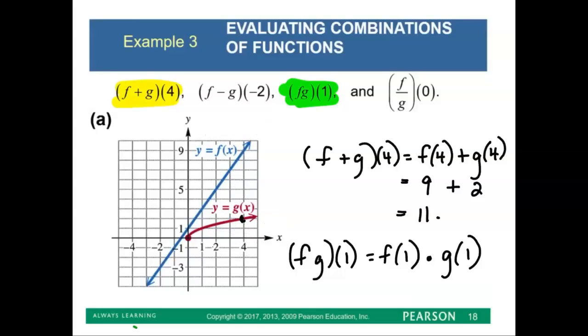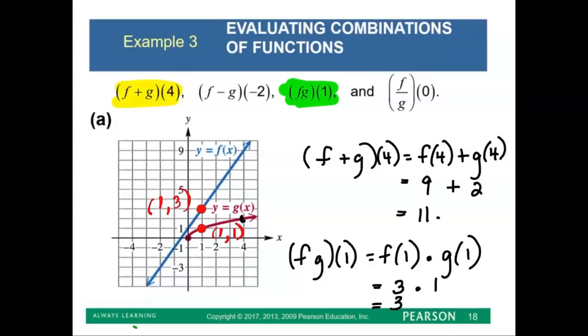So when x is 1, our function f is right here at 3, so (1, 3). When x is 1, our function g here has the ordered pair (1, 1). And so f(1) is 3 times g(1) is 1. So our final answer is 3.